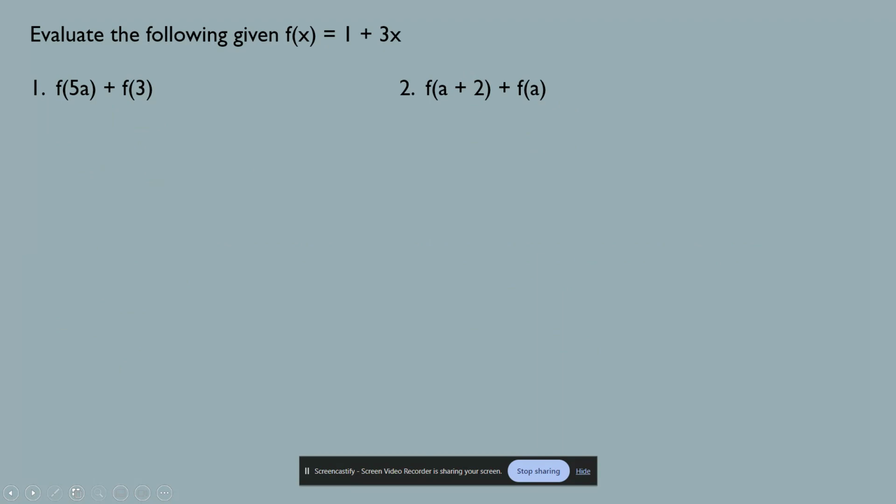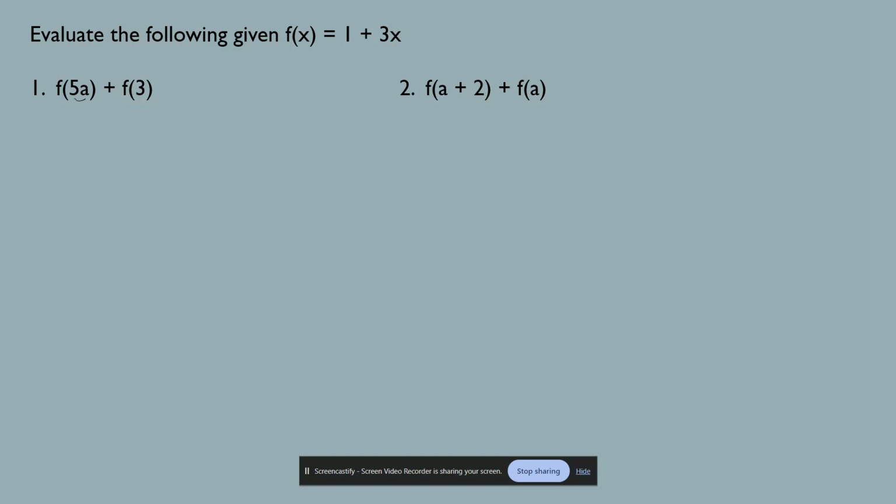So now let's add some of the functions. The function given to you is that f of x is 1 plus 3x here. And then the first question is asking f of 5a plus f of 3. So in order to do that, you need to figure out what f of 5a is going to be first. Also figure out what f of 3 is going to be and just combine the two.